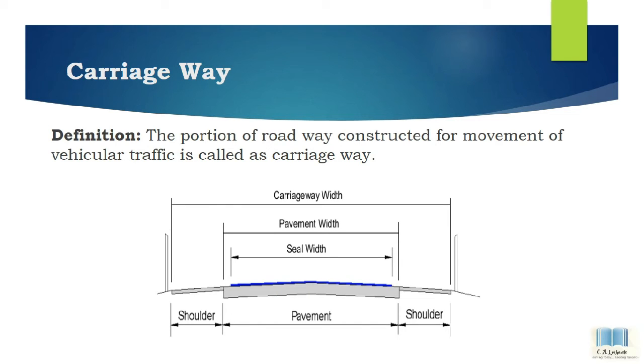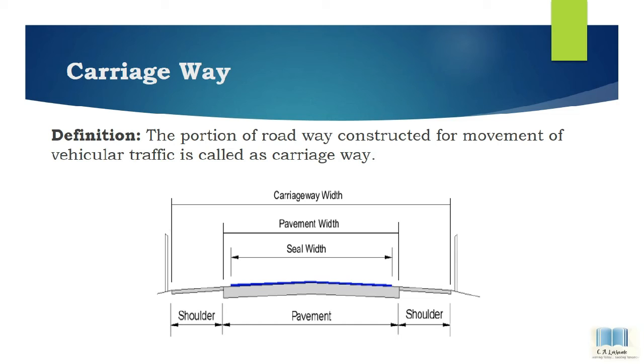Then the next element is carriageway. The portion of roadway constructed for movement of vehicular traffic is called carriageway. Means the area or portion of the roadway constructed for movement of vehicular traffic. For traffic flowing in both directions, a single carriageway is divided into two lanes, and the width of this carriageway depends upon the number of lanes on the road.